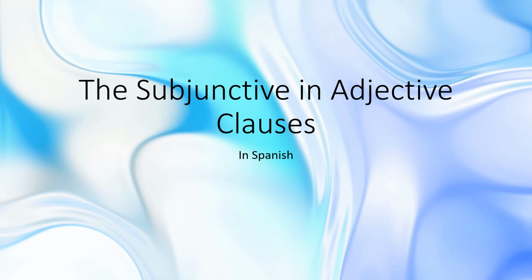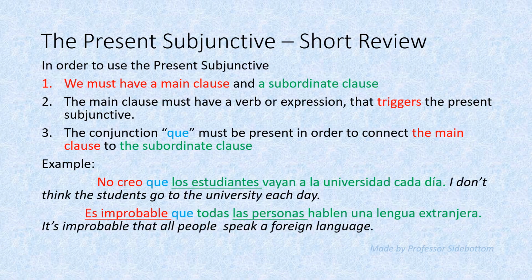In this video, we will talk about the subjunctive in adjective clauses in Spanish. Let's start with a short review of the present subjunctive. In order to use the present subjunctive in Spanish, we must have a main clause and a subordinate clause. The main clause must have a verb or expression that triggers the present subjunctive, and the conjunction que must be present in order to connect the main clause to the subordinate clause.